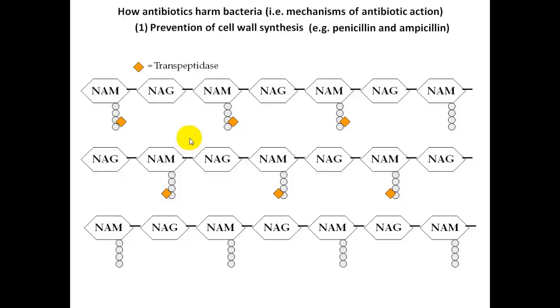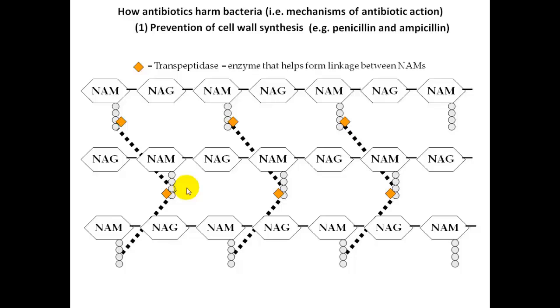If you could visually see what transpeptidase does, it quickens the reaction that causes the formation of these peptide bonds that hold together the adjacent sugar chains in the peptidoglycan molecule. Transpeptidase is really important because it helps those linkages form between those NAM sugars. Those linkages are really important because without them, the cell wall would fall apart. This provides some strength to the bacterial cell wall.